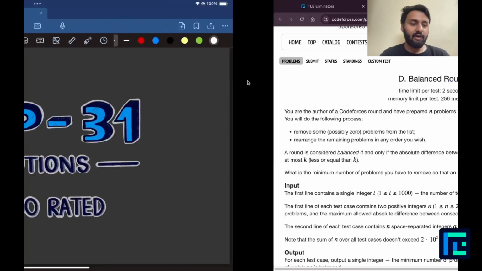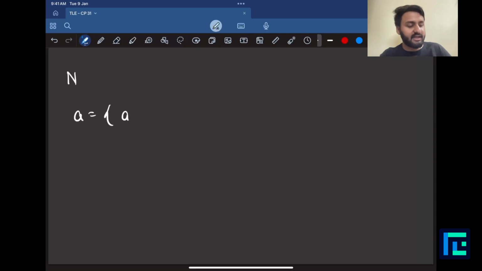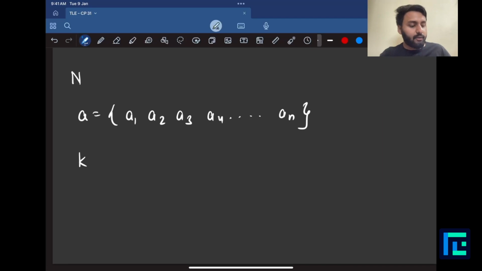Alright, let's generalize this problem. We have read this. So you are talking about an array over here. You're talking about an n-sized array and I'll call this array A and you have the numbers A1, A2, A3, A4, so on till n. Now you have one more variable that is called k, and what is the meaning of this?